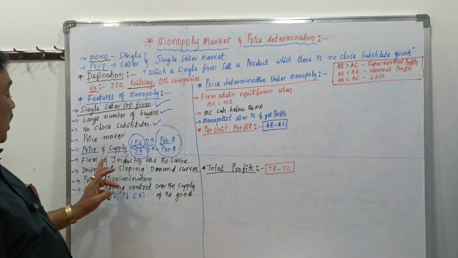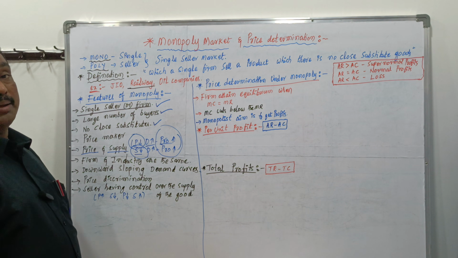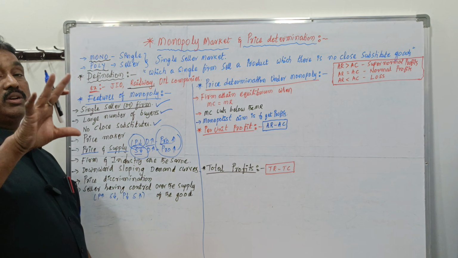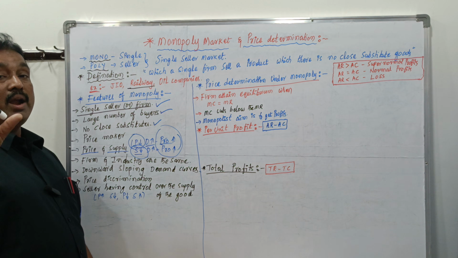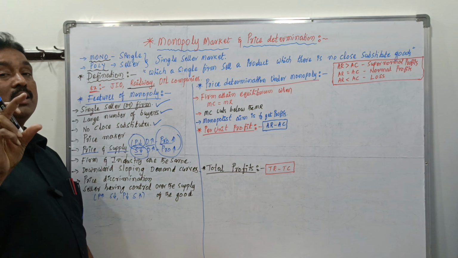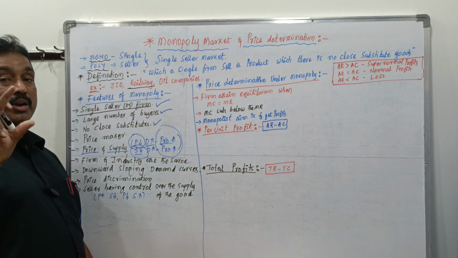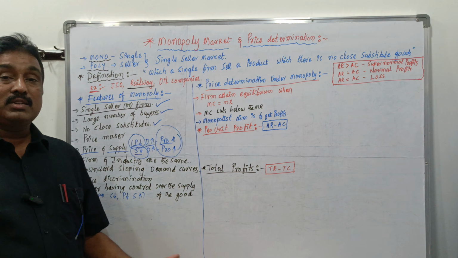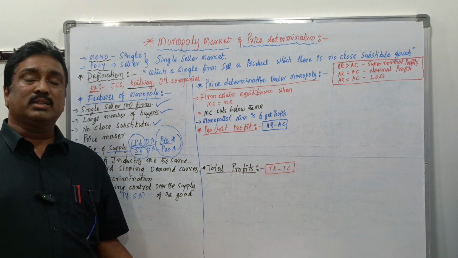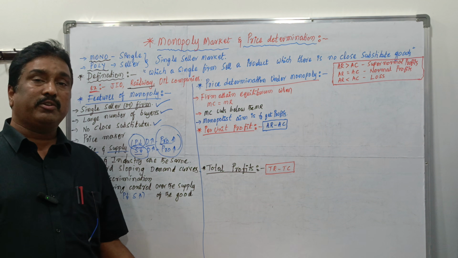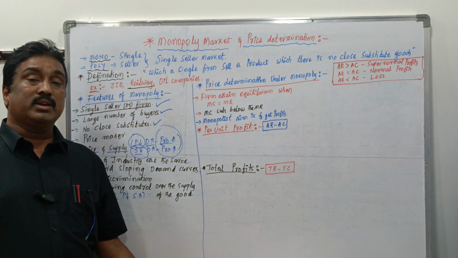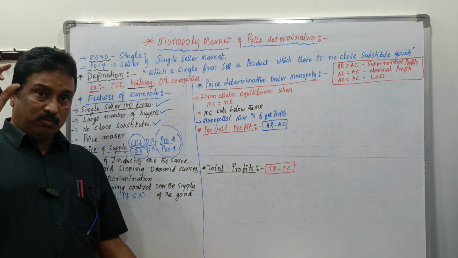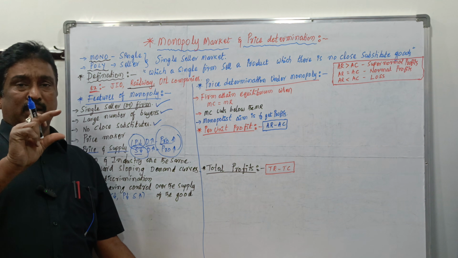And next one, firm and industry are the same. A firm is nothing but one group of industries, and industry is nothing but one particular unit, a single industry. In the monopoly market, a single seller is there, a single firm is there. That's why there is no difference between firm and industry. A firm is also considered as an industry.